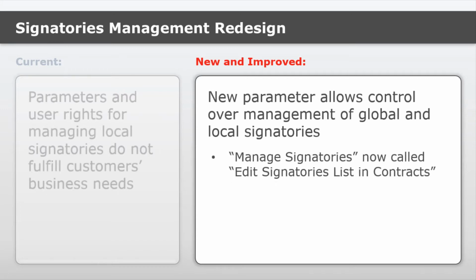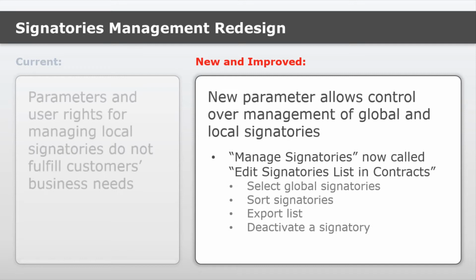In 19.3, the existing Manage Signatories right will be renamed to Edit Signatories List in Contracts. It will grant the following permissions: select global signatories, sort signatories, export list, deactivate a signatory when the signatory's details are accessed, and delete signatories.